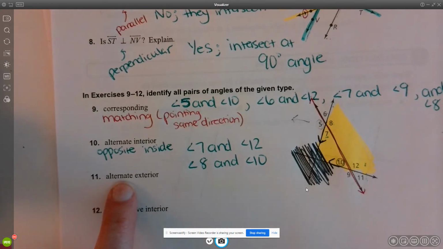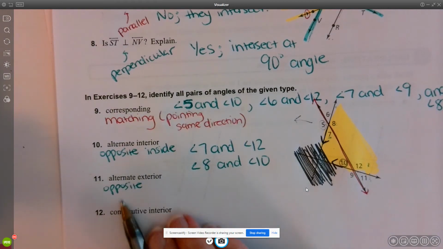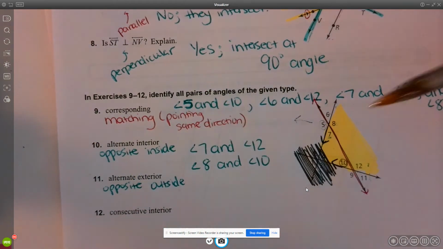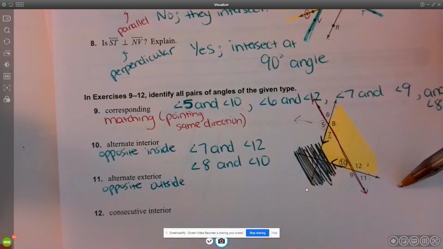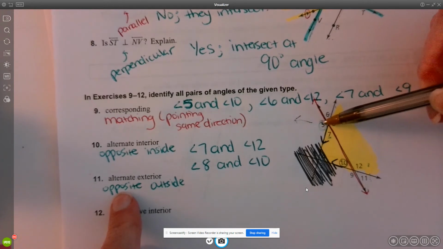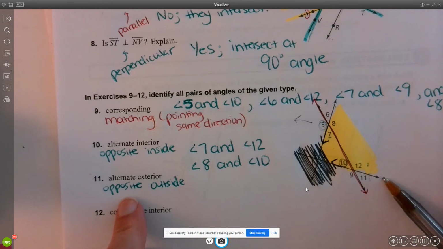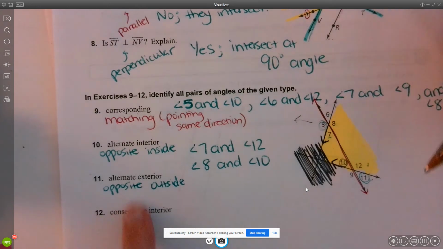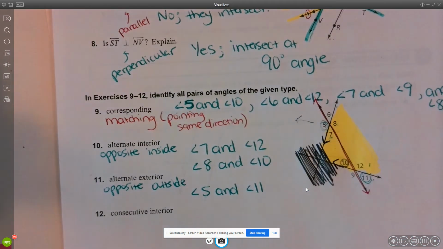Number 11, alternate exterior. So another word to remember for alternate is opposite. Exterior is outside. So this time we're looking outside the two lines, so in this blank space, and the angles have to be on opposite sides of the transversal. So angle 5 is an exterior angle. If I look on the opposite side of the transversal to the other exterior angle, that would be angle 11. Angle 5 and angle 11 are alternate exterior angles.